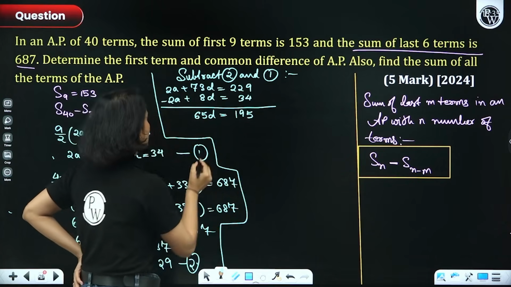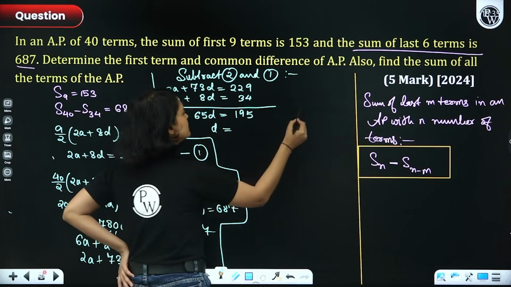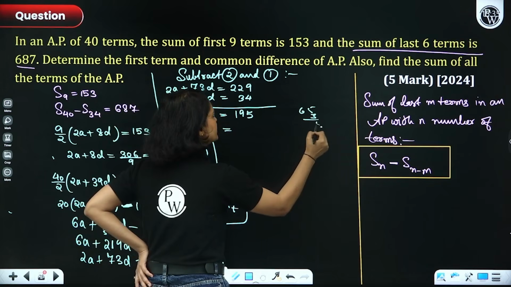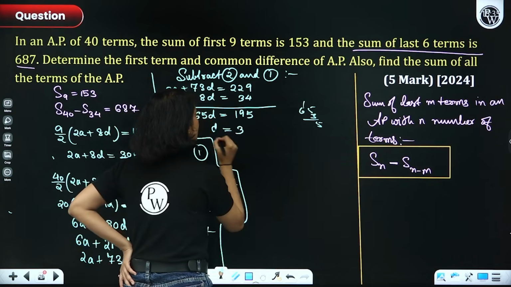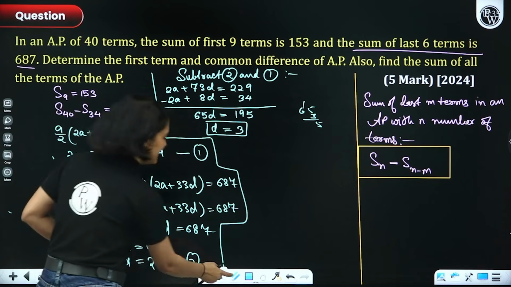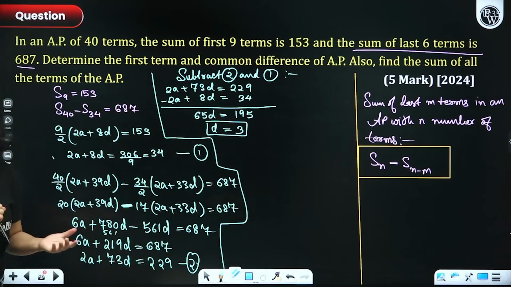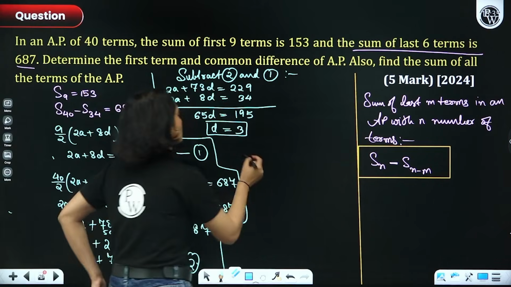Everything's all right. Okay. From here, D would be equal to what? So, 195 divided by 65. So, I think 65 into 3, 5 3s are 15. The value of D comes out to be 3, everyone. The value of D is 3. Now, let's quickly figure out the value of A.